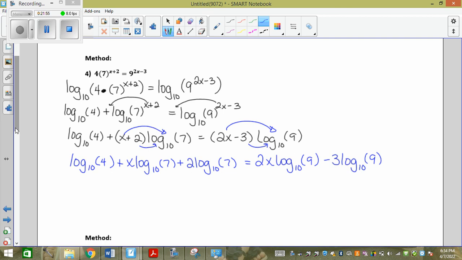Now I have to get my x's together, and the others on the other side. So I'm going to minus log base 10 of 4 over. I'm going to minus 2 log base 10 of 7 over.